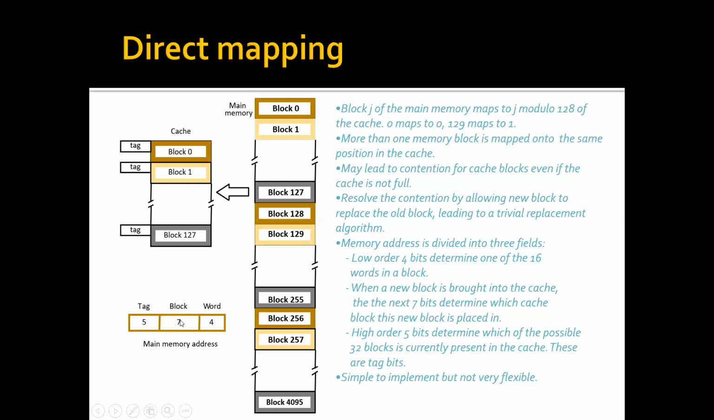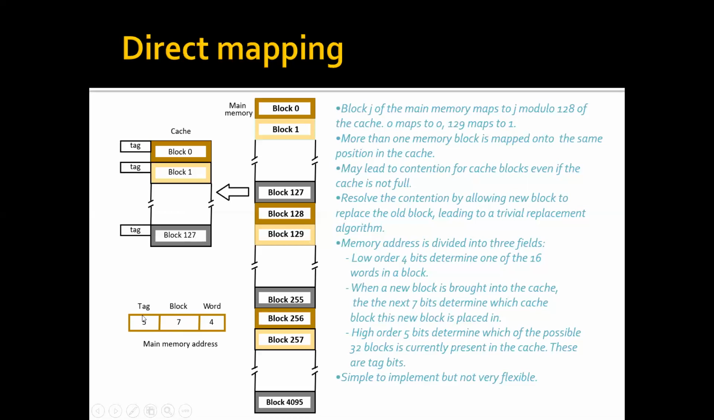This block bit specifies the number of blocks in the cache memory. So how many blocks are there in the cache memory in this example? 128 blocks. 2 to the power 7 is 128, so we require 7 bits for the block. The total is 16 bits. This is 4 and 7, so 11 bits. The rest, 5 bits, is for the tag bit.